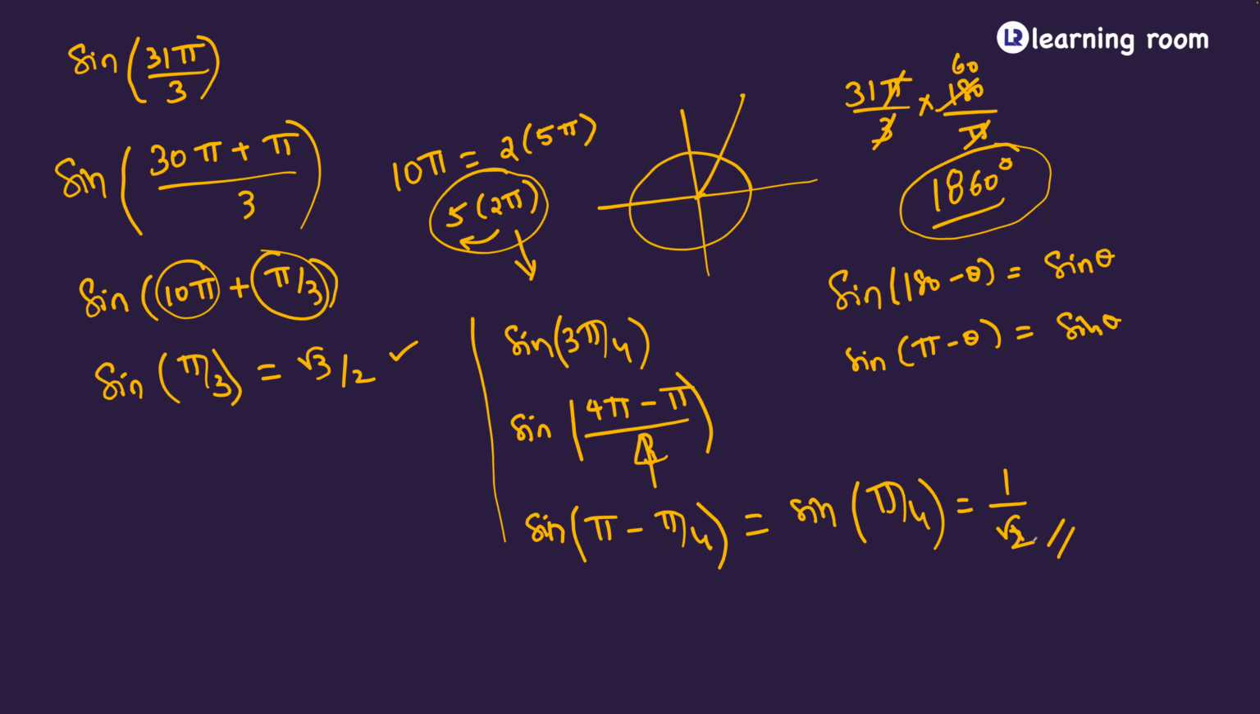It's not 3 pi by 3, 3 pi by 4. Oh, no, sorry, sir. This is right. Oh, I thought you wrote the second. Okay. Sine 31 pi by 3.